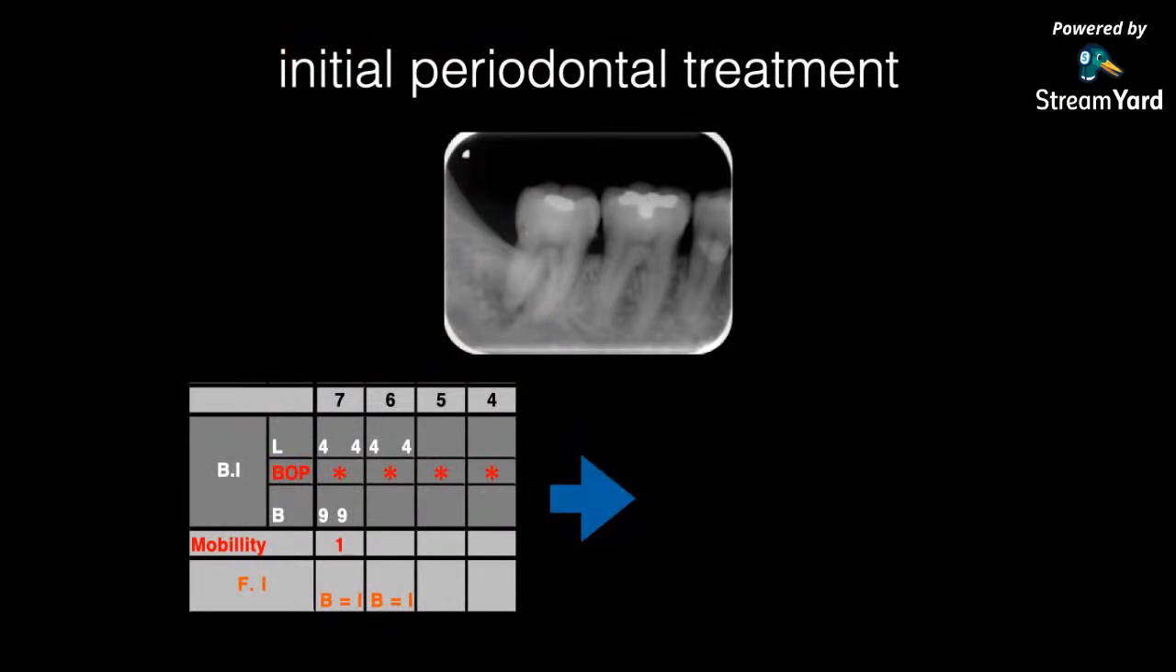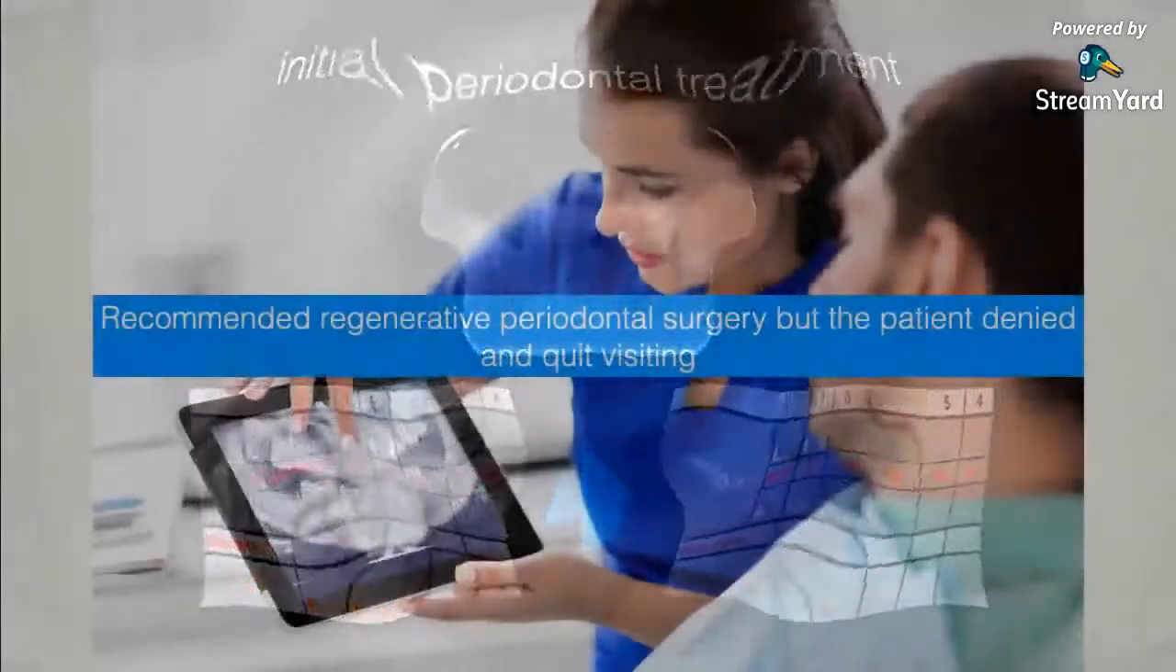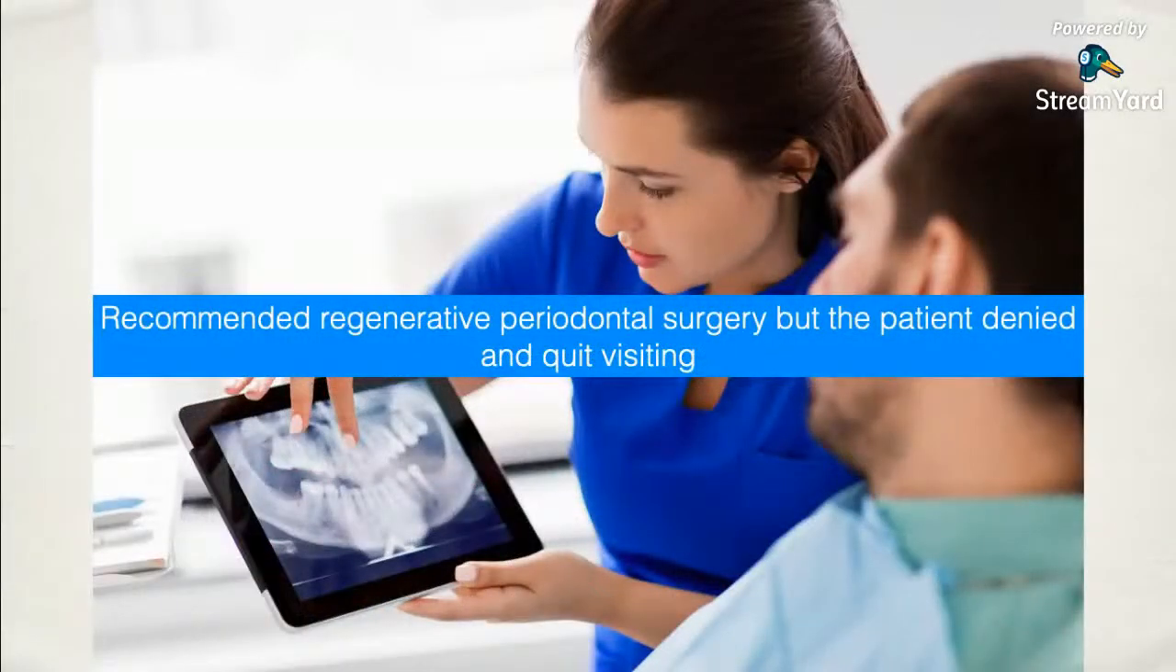So we did initial periodontal treatment. Actually, this is our co-author's Canales case. After the initial treatment, the periodontal pocket improved a little bit from about 9 millimeters, but it was still a deep pocket. So we recommended regenerative periodontal surgery, but the patient denied and quit visiting. Sometimes this kind of thing happens.